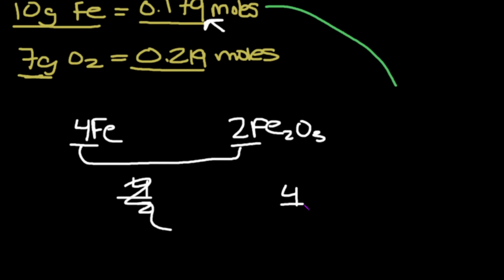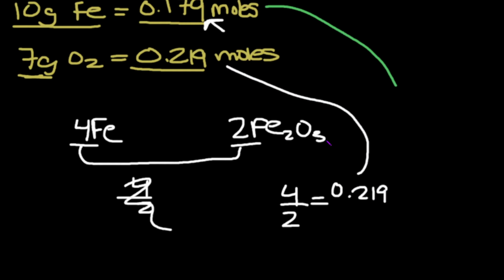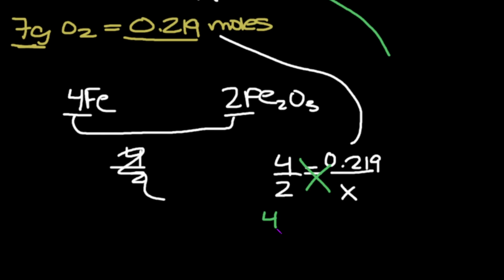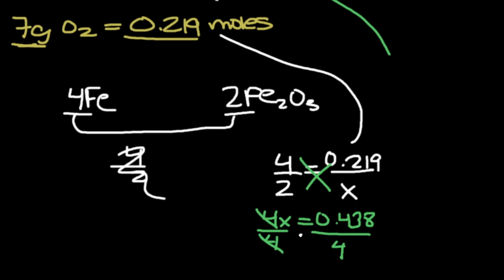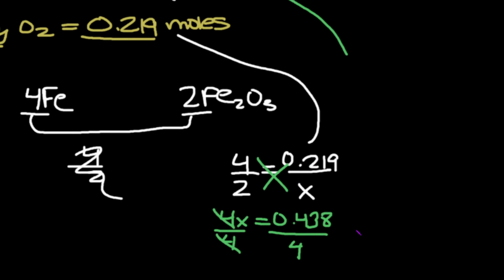So you have 4/2, and you have to put that as an equivalent ratio to 0.219, which is the moles of oxygen, and put that over x, and you would have to solve for x, which is what we did previously. So you'd have to cross multiply. So we get 4x is equal to 0.219 times 2, which is 0.438, and from here you would have to divide both sides by 4. The 4's on this side cancel out, and now you would simply get x is equal to 0.438 divided by 4, which will give you 0.109.